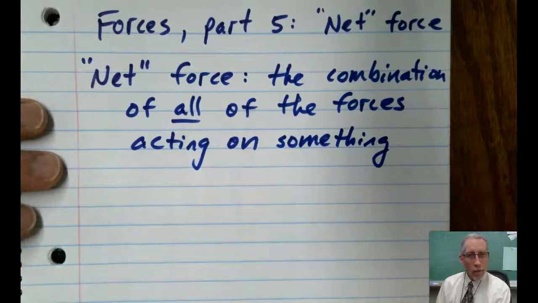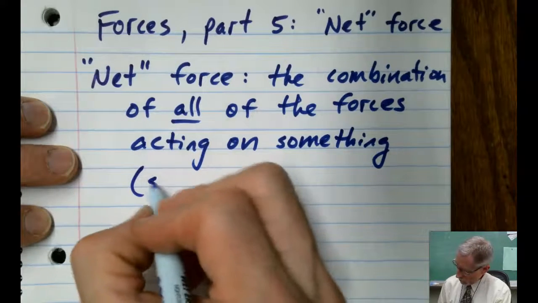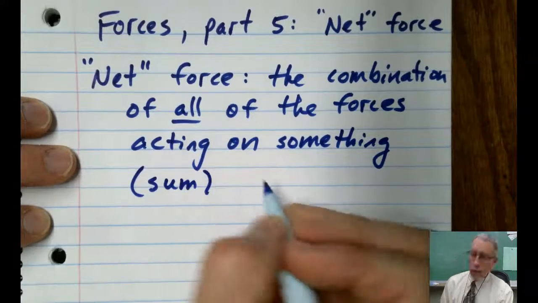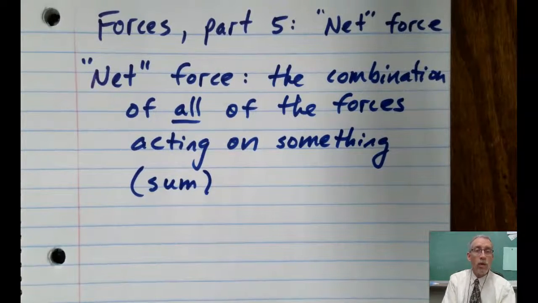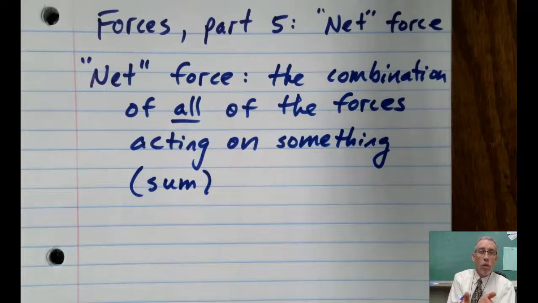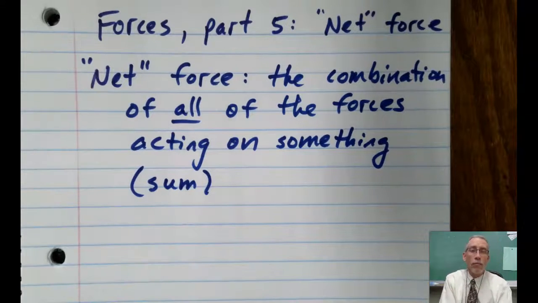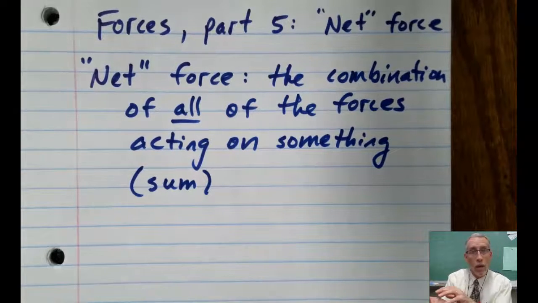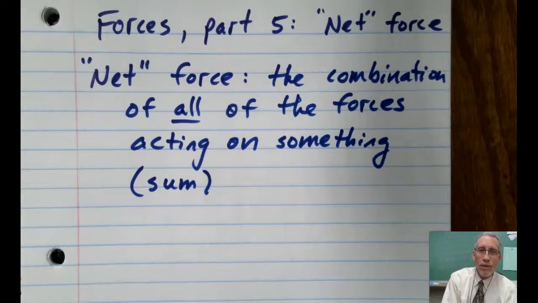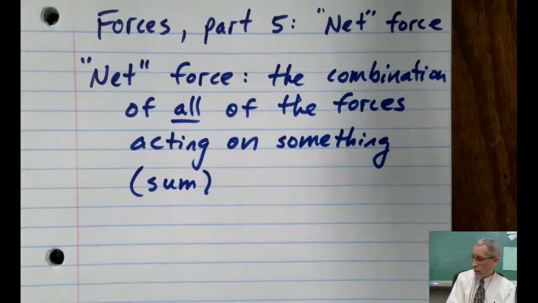And another word for that combination is the word sum. You've heard that in math class, right? When you add things together or combine them, what you end up with is called the sum of those. So the sum of 3 plus 5 is 8. The sum of 3 plus negative 5 is negative 2, right? So you learn how to sum things together that might be positive and negative. That's going to be similar to what we're going to do with forces, all right?